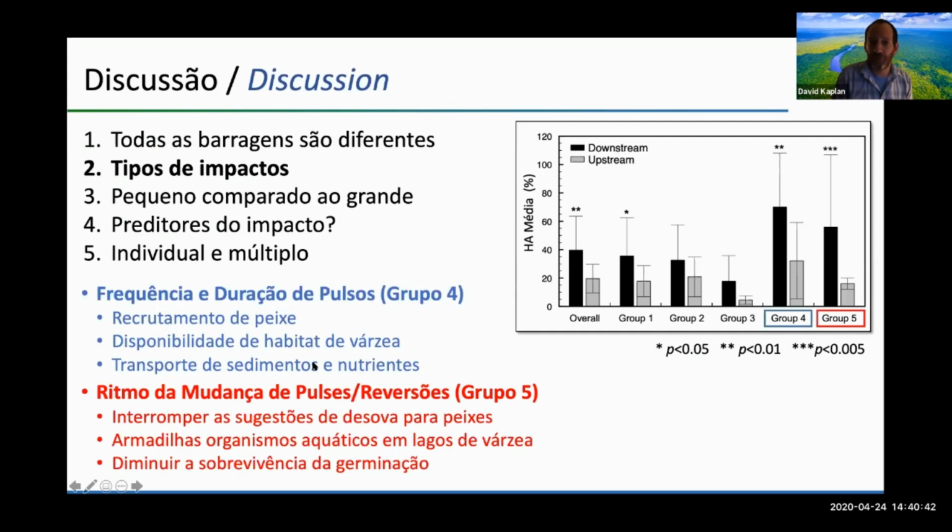We see these groups 4 and 5 that are really critical to the attributes of the flood pulse. So for fish recruitment, for the availability of floodplain habitat, particularly in group 4. And in group 5, this cues for fish reproduction, for stranding organisms in floodplain lakes if those changes are too frequent, and for reducing floodplain germination of the plant community.